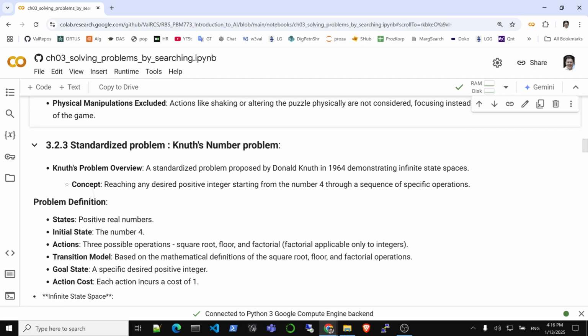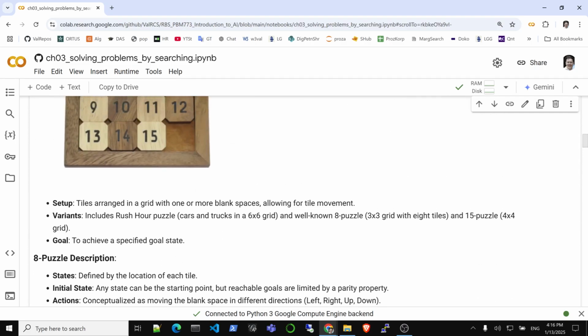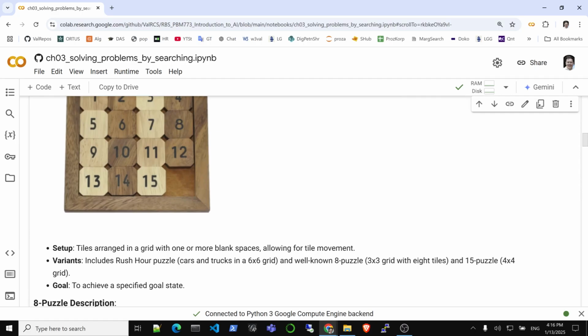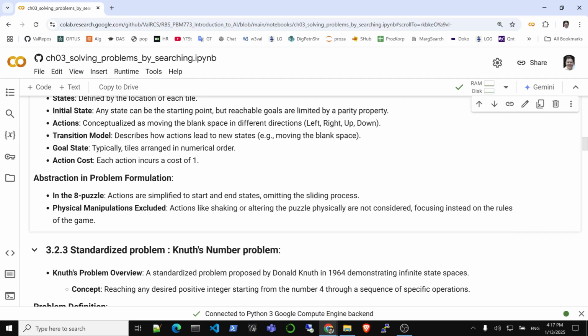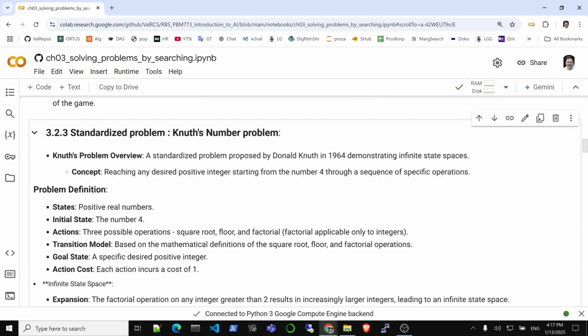Here we have many moves, just like in chess or solitaire, but it's finite. It's actually possible to have infinite state spaces. His idea was this game: reach any desired positive integer, starting from the number 4, through a sequence of specific moves. So what kind of moves did he allow? You start with 4, and you only have 3 moves: square root, floor, and factorial.